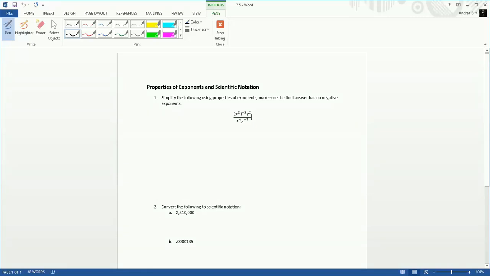This time we have properties of exponents and scientific notation. For number 1, simplify the following using properties of exponents. Make sure the final answer has no negative exponents, which is a common requirement whenever you're dealing with these exponents.